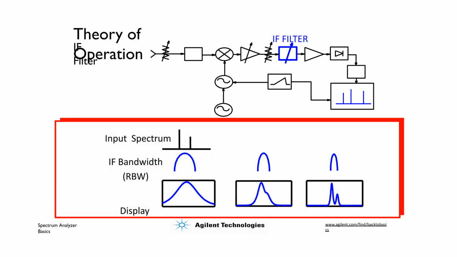The IF filter determines the resolution bandwidth, RBW. The input spectrum passes through the filter, and the resulting displayed signal bandwidth changes based on the filter's setting, illustrating the effect of RBW on the spectral display.